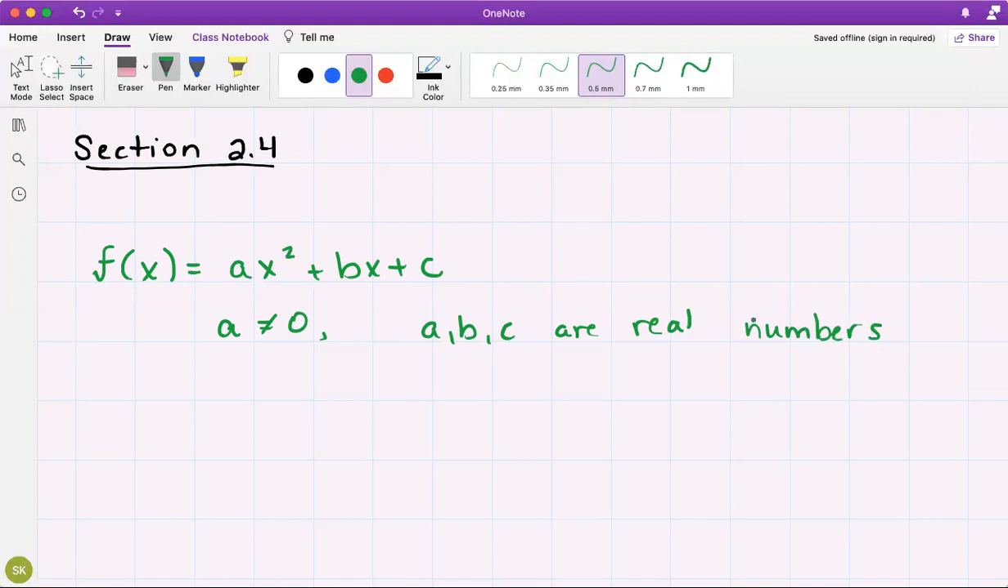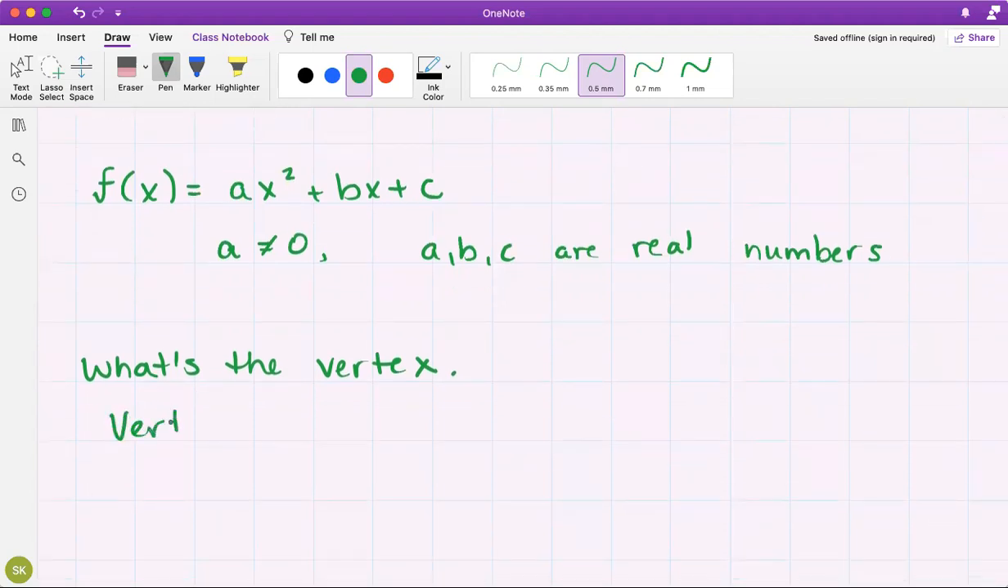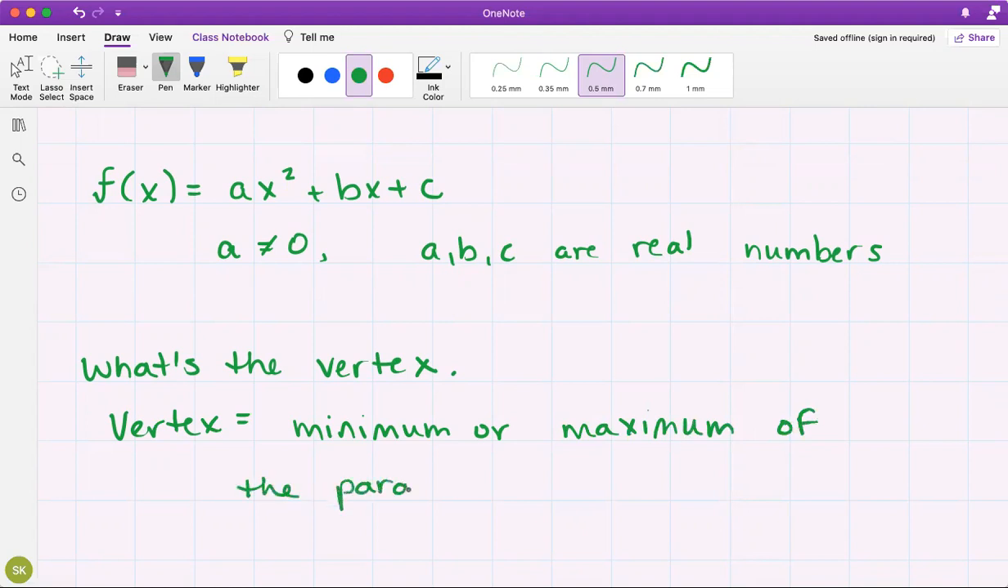We're going to want to graph this, so we're going to need to know how to find the vertex. I'm going to teach you how to find the vertex of something like this. So the vertex is the minimum or maximum of the parabola. So remember that a parabola is just another word for a quadratic.